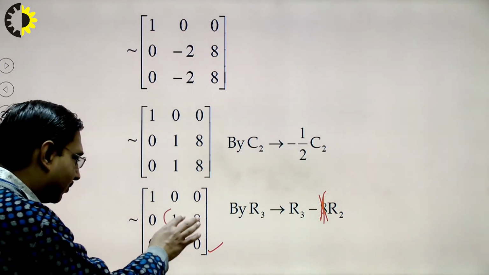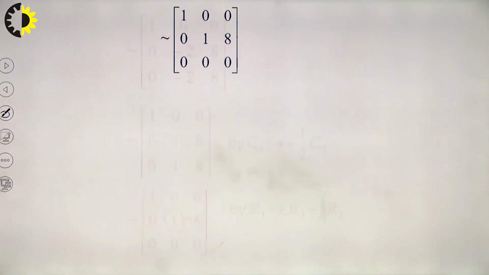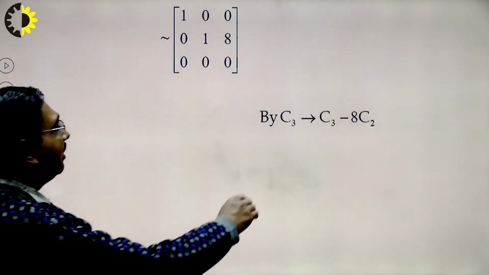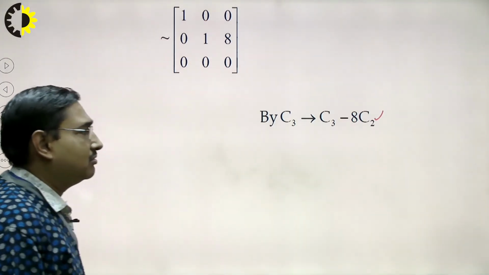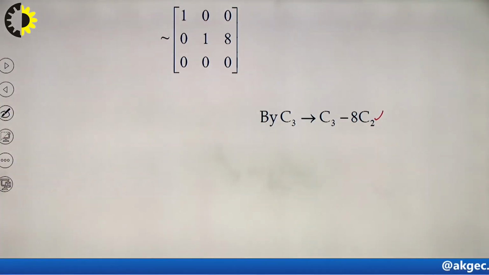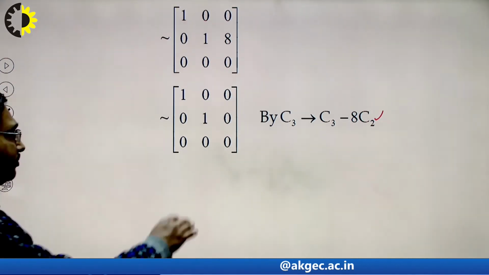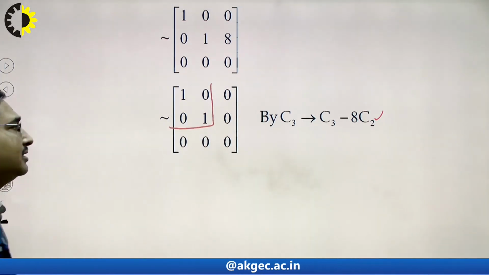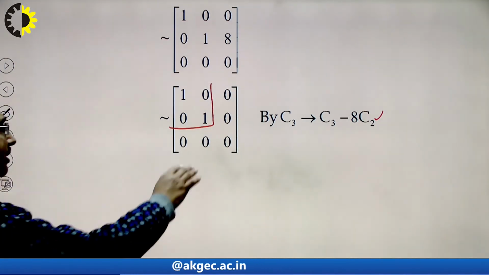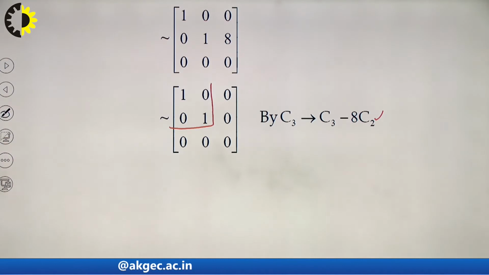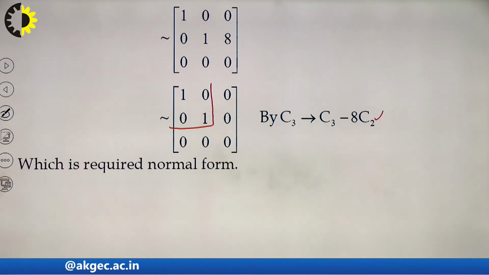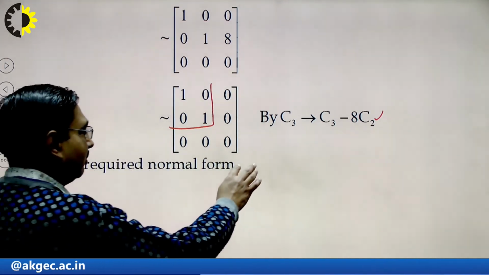Now, with the help of this one, this 8 will be transformed to 0, and I apply the transformation C3 replaced by C3 minus 8 C2. By applying this, I obtain this matrix. Now, I observe that this part is an identity matrix and the remaining elements of the matrix are 0. So, the matrix is in normal form.